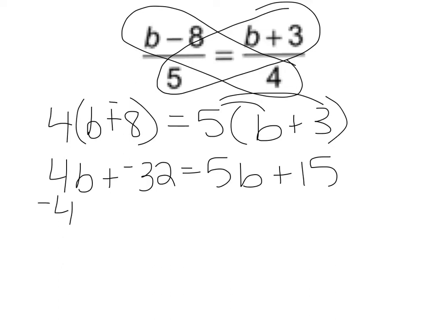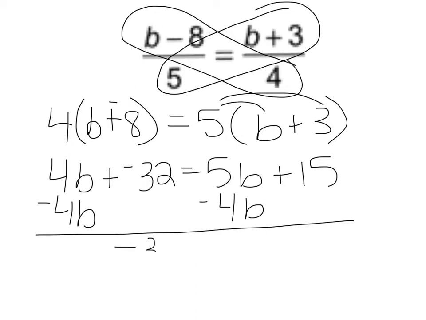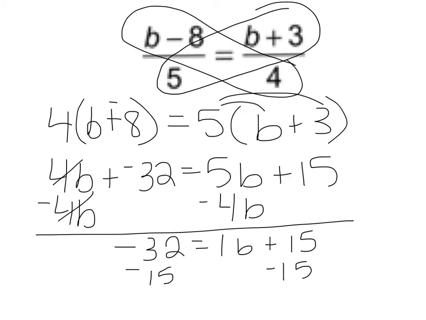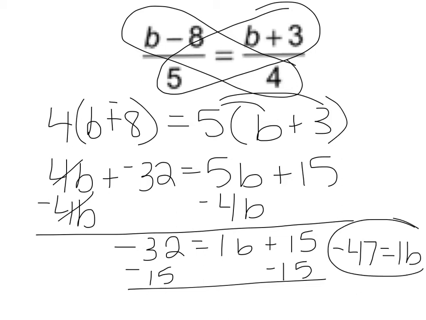Okay, subtract the 4b over because we want to move all the variables to one side. So negative 32 equals 1b plus 15. Subtract the 15, and you get negative 47 equals 1b, and there's your answer, because we don't need to get rid of the 1, because putting a 1 there is the same as not having anything there.